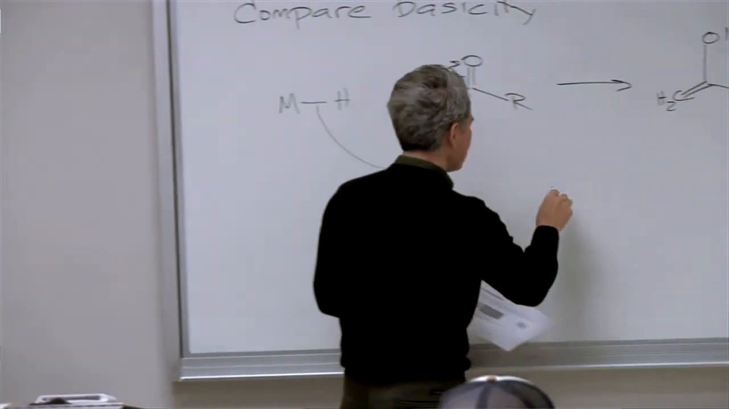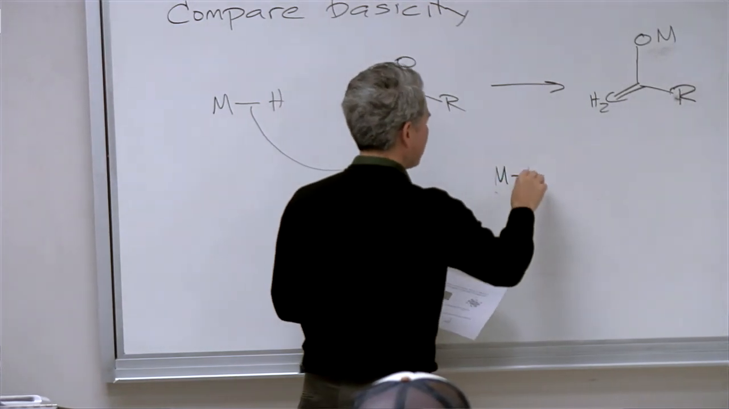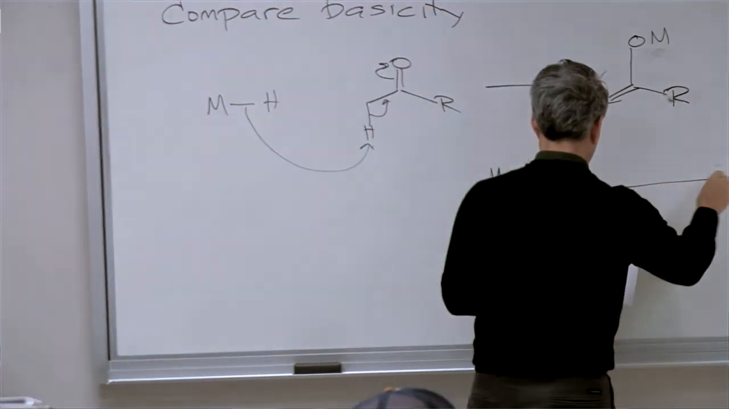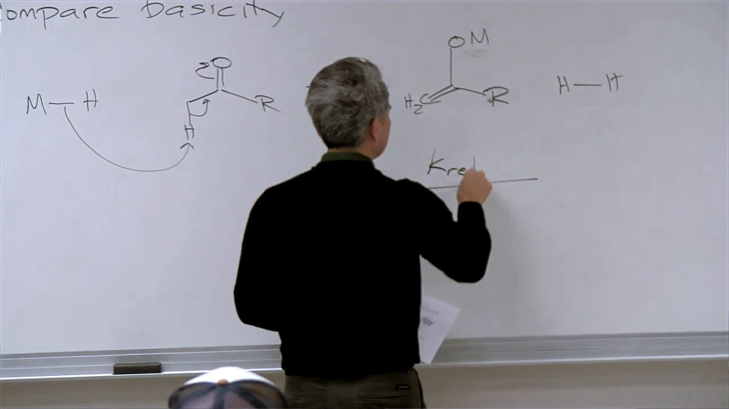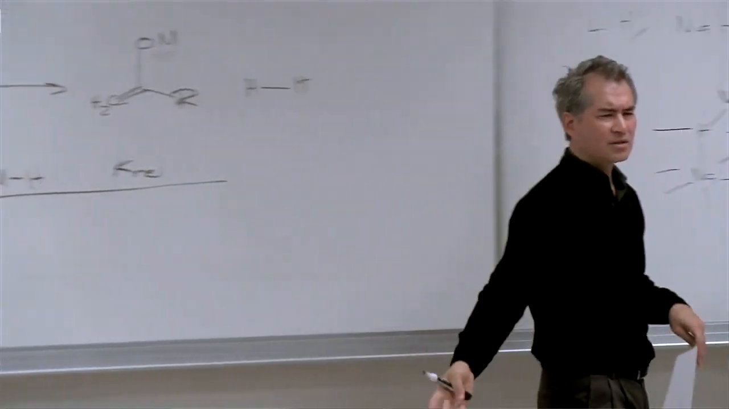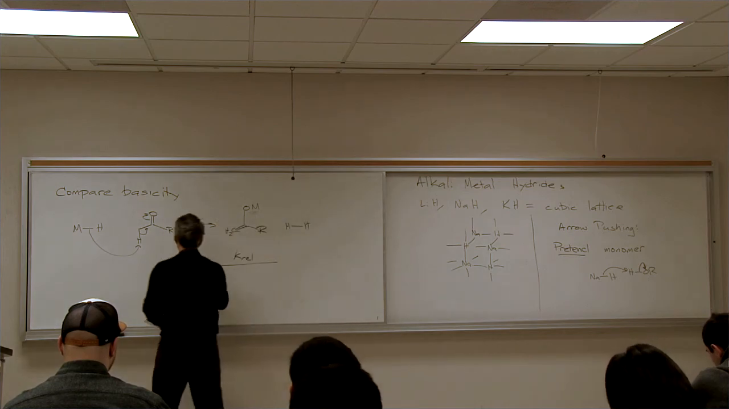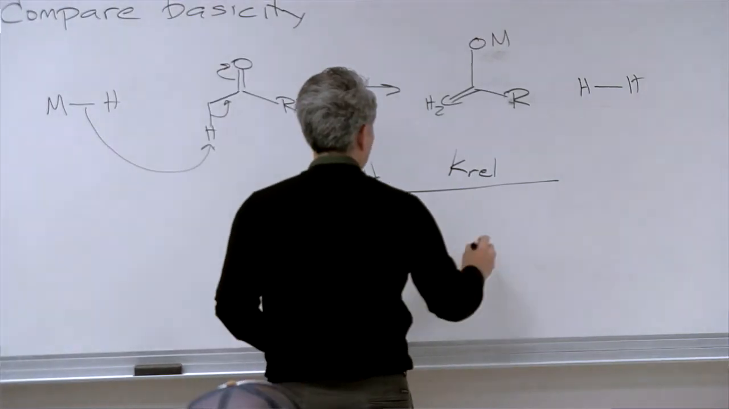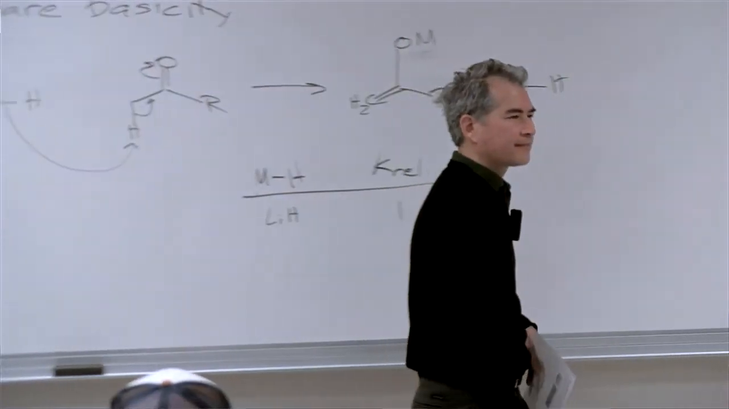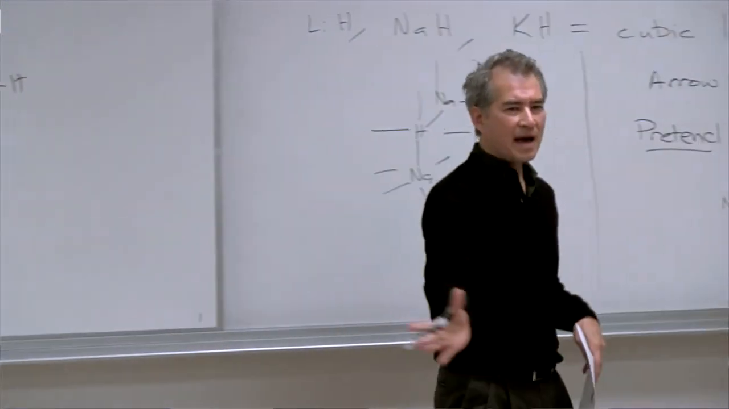What I want to do is draw a little table here where we compare the reactivity of hydrides and the relative rates. So not the absolute rate constants. Here are some relative rate constants. And I'm arbitrarily going to assign lithium hydride a relative rate of 1. It doesn't matter what the units are.